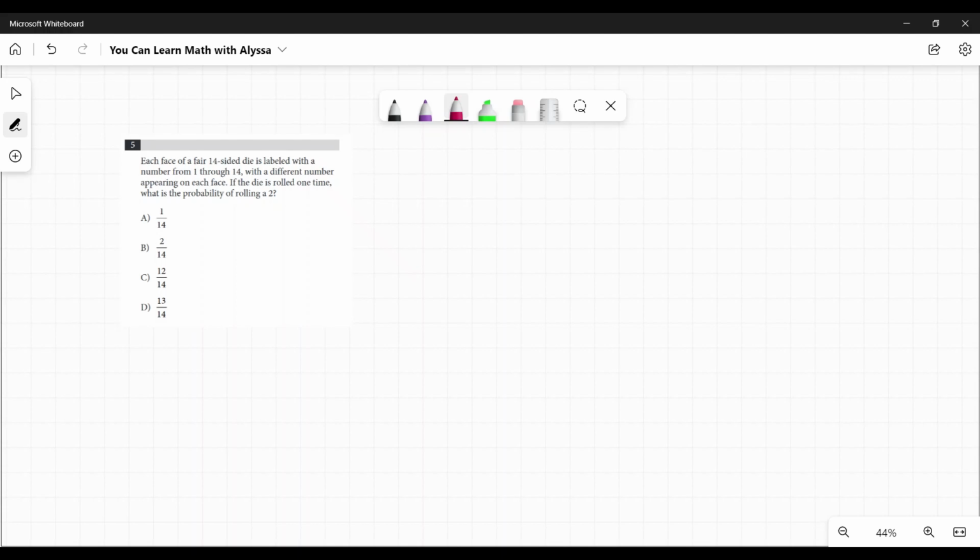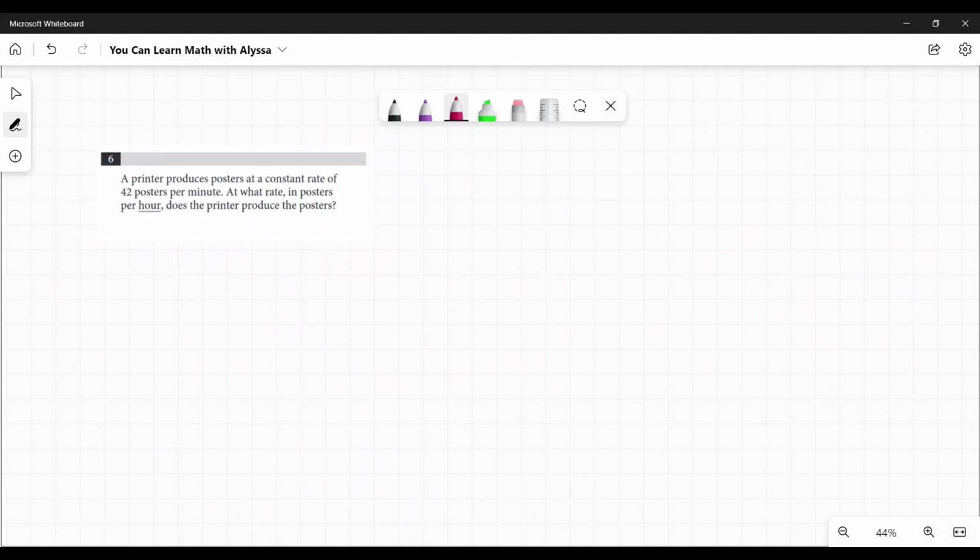And if I roll it once, how many 2s are there on this die? We're told there's a different number appearing on each face. So the 2 is only on there one time. There's one chance of getting 2. How many possible options are there? Well, we're told there are 14 sides. So the odds are how many options we're looking for out of how many total options. The one option of rolling a 2 is what we're looking for, out of a total of 14 options. So 1 out of 14, or A, is our answer.